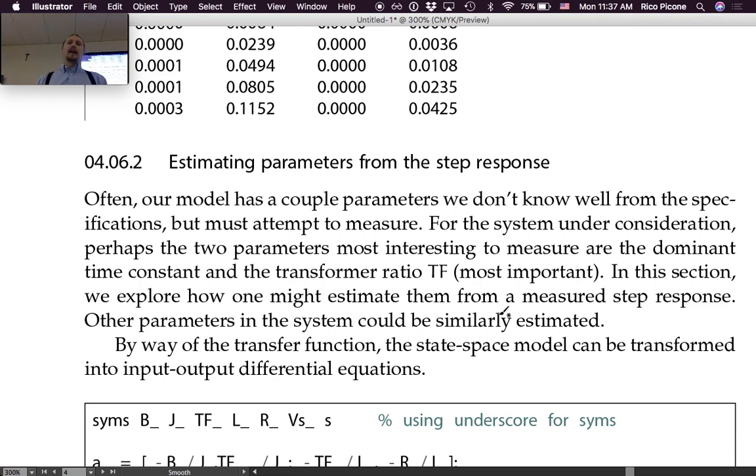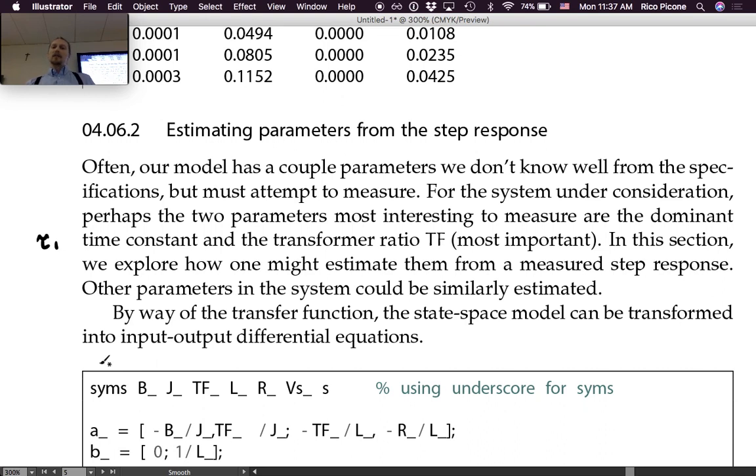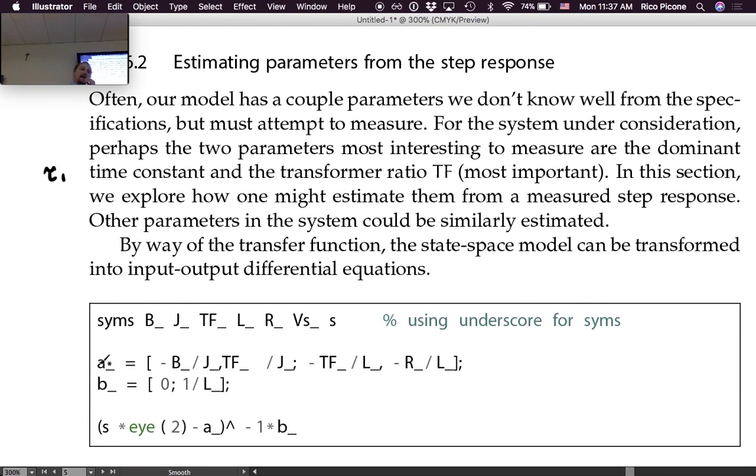So often our model has a couple parameters we don't know well from the specs, but must attempt to measure. For the system under consideration, perhaps the 2 parameters most interesting to measure are the dominant time constant, which we're going to call tau1, and the transformer ratio, TF. In this section, we explore how one might estimate from a measured step response these 2 values. Other parameters in the system could be similarly estimated, and there are some pitfalls there.